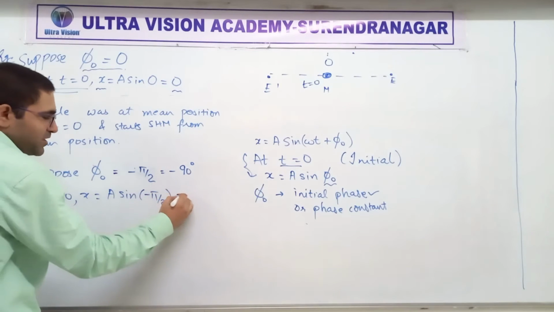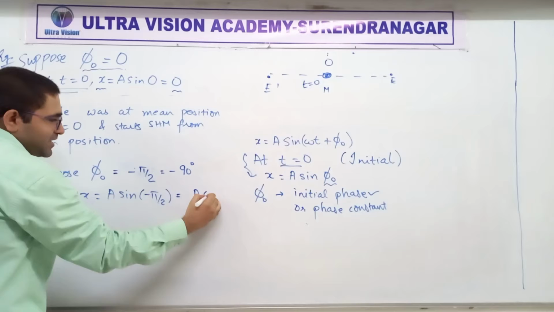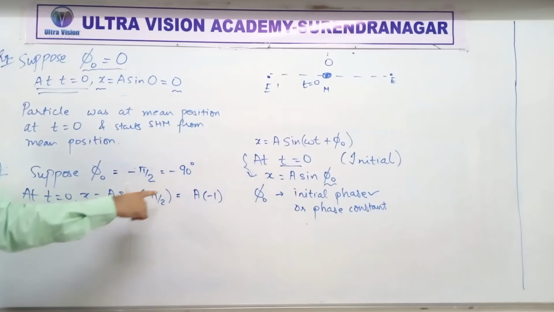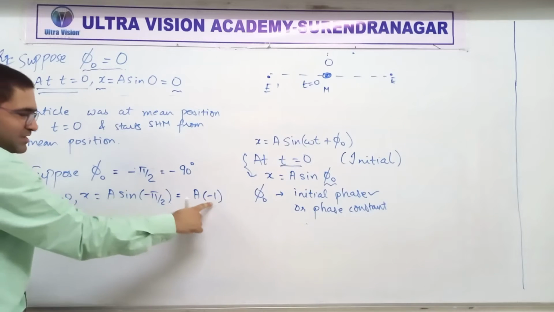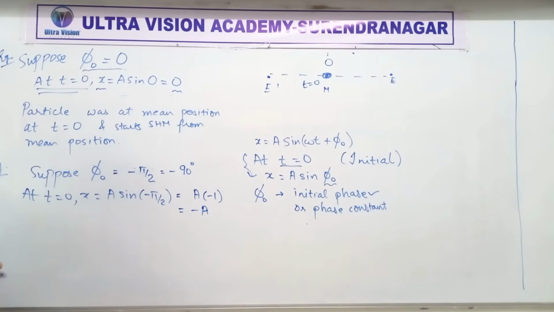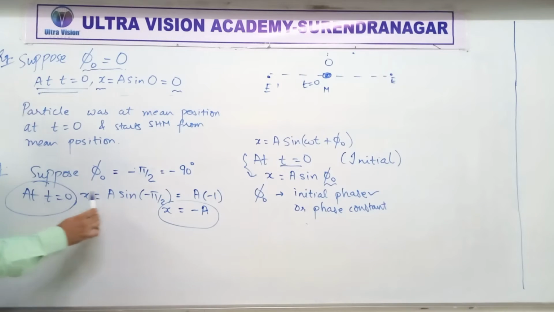Okay? So this is going to be a into sine minus 90 degrees, or sine minus pi by 2, which is minus 1. Clear? Okay? So this would mean this is equal to minus. What does that tell you? At t equal to 0, the particle was at which point? Minus x. So where? At e or e dash? Come on. At t equal to 0, the particle was at e or e dash? Yes, e dash. Very good.